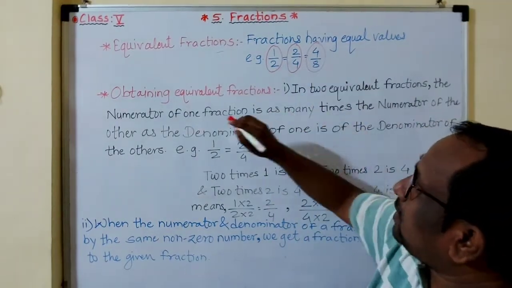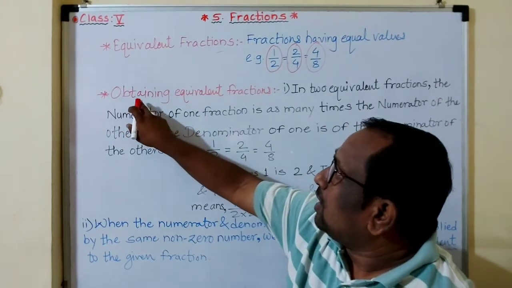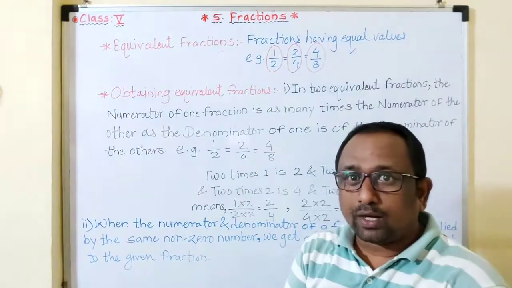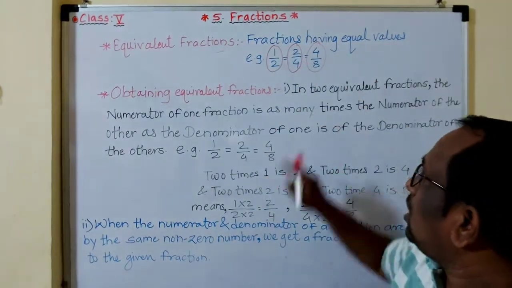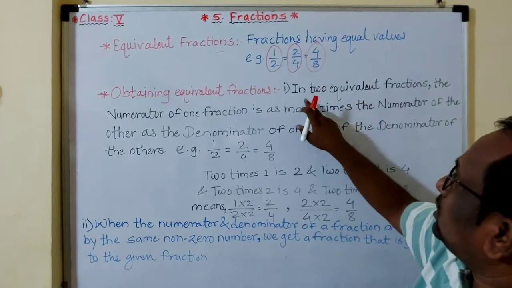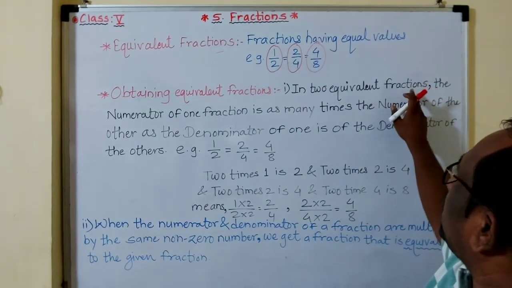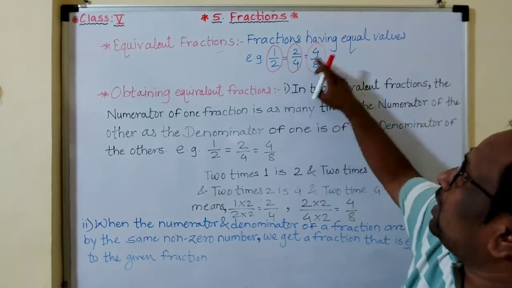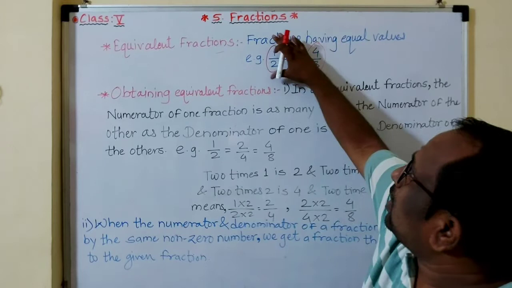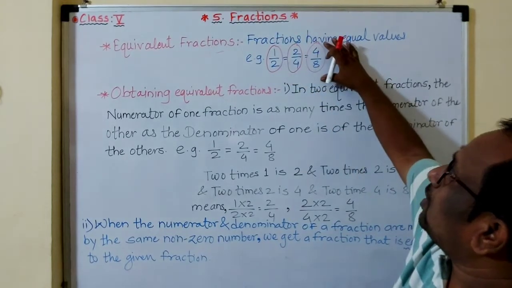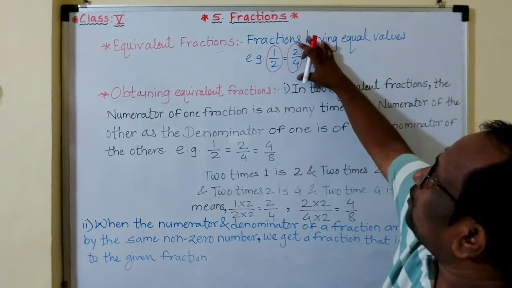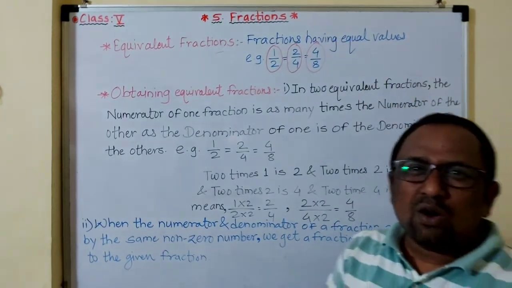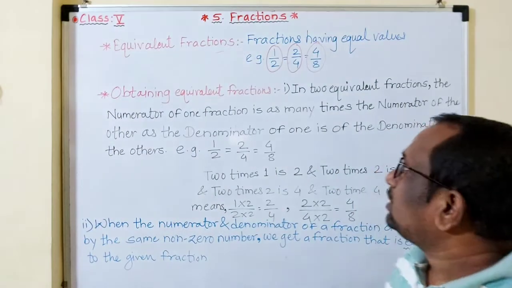So for that, again in the next topic, obtaining equivalent fractions. Now how do we get the equivalent fraction? We'll see this example here also. There are two rules in two equivalent fractions. These are all equivalent fractions. 1 upon 2 is equivalent to 2 upon 4 is equivalent to 4 upon 8, or 1 upon 2 is equivalent to 4 upon 8, or 1 upon 2 is equivalent to 2 upon 4, or 2 upon 4 is equivalent to 4 upon 8. Now see what is equivalent.